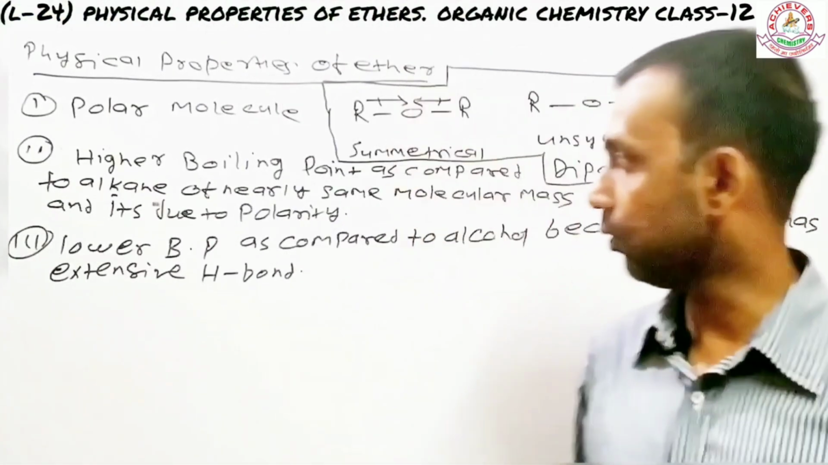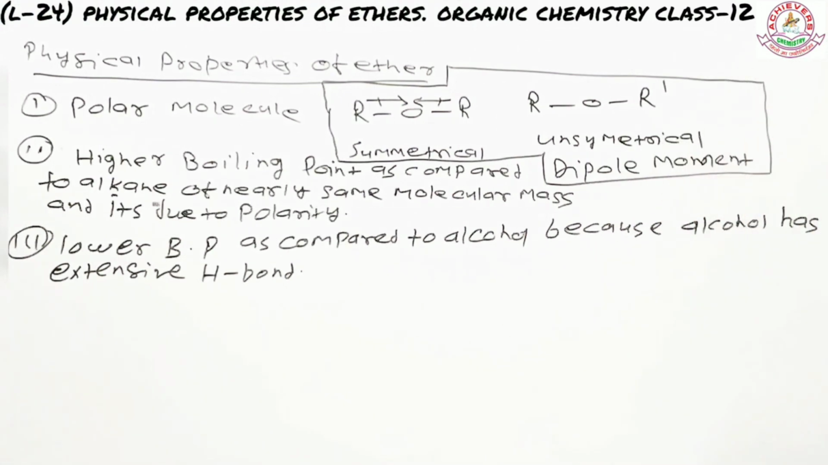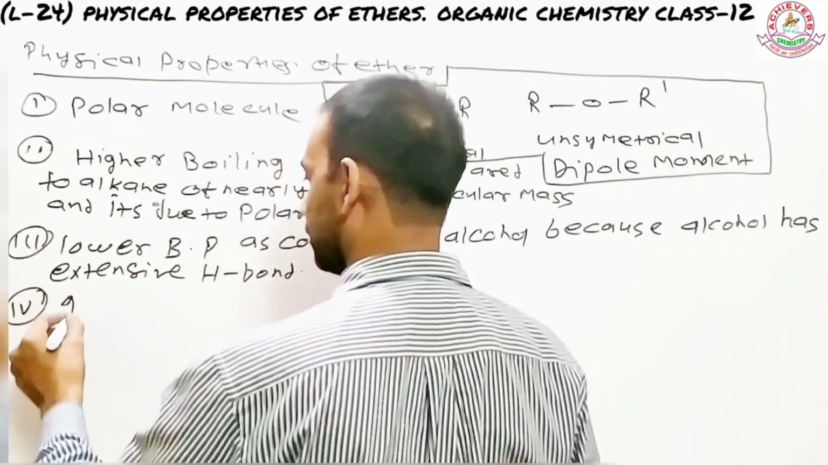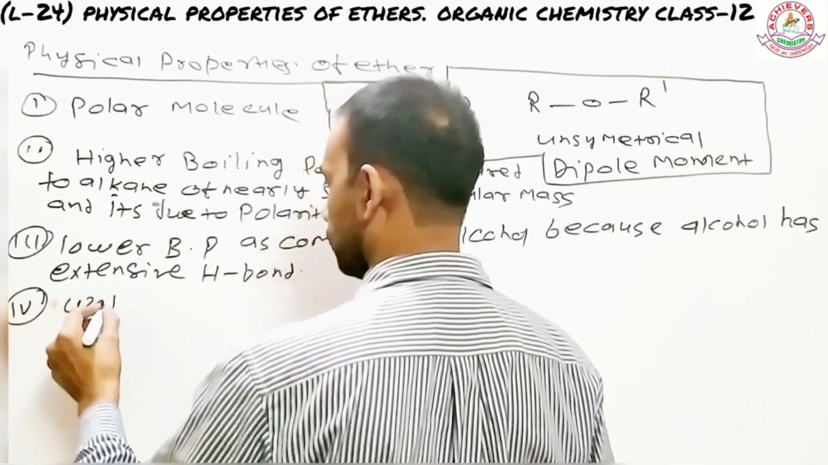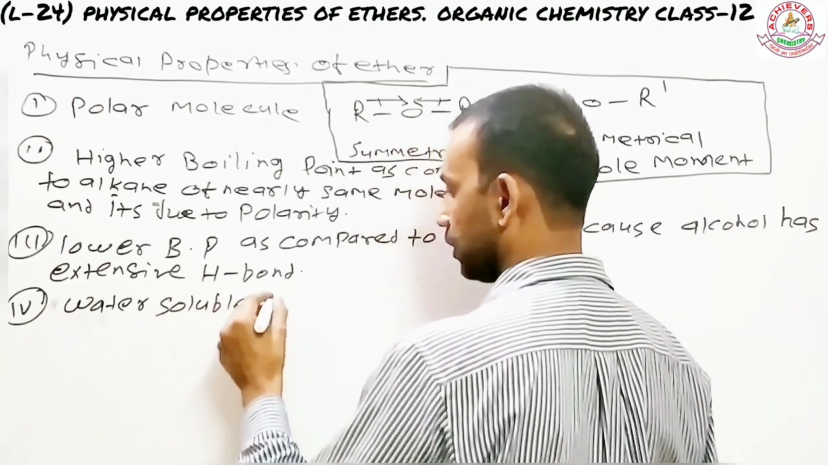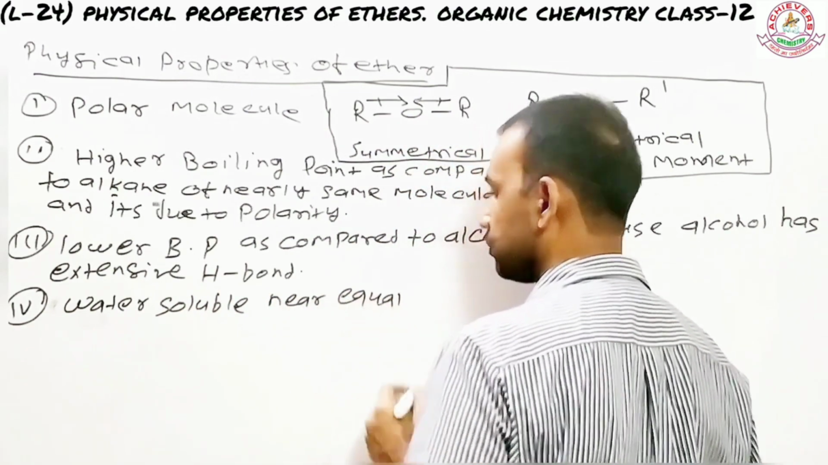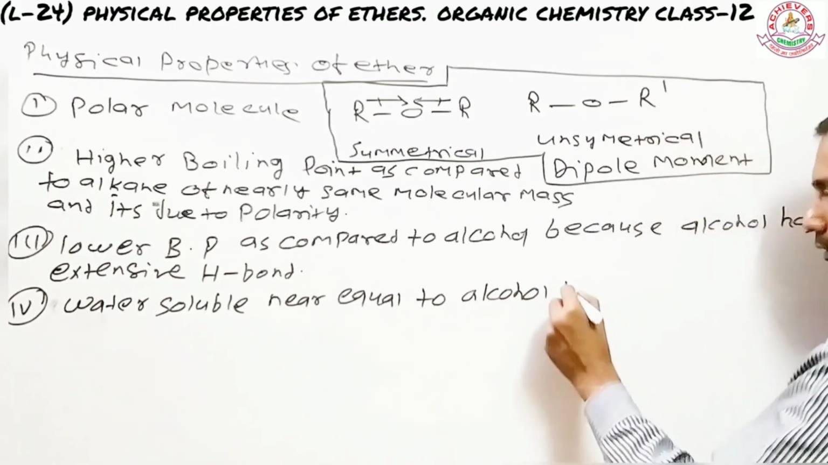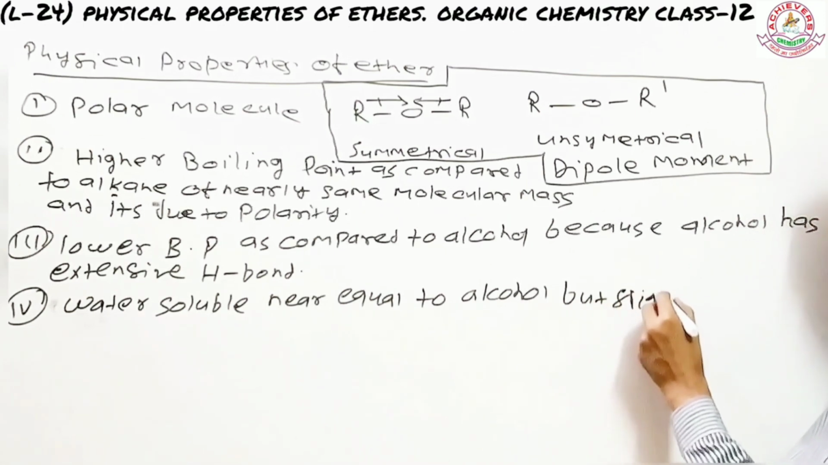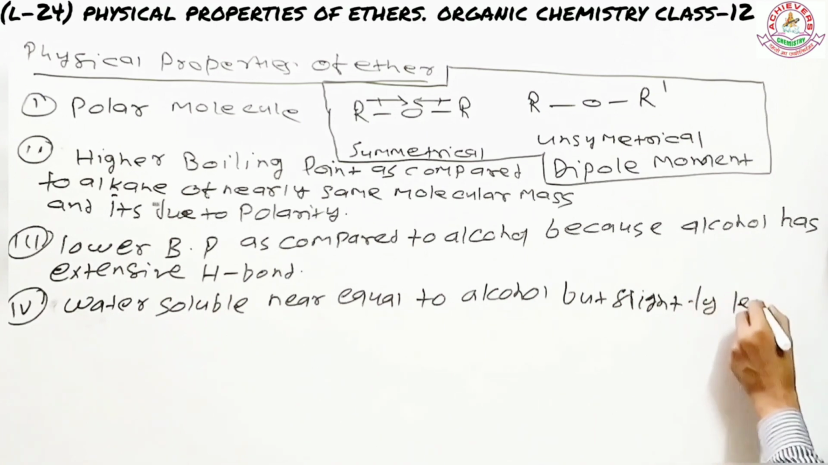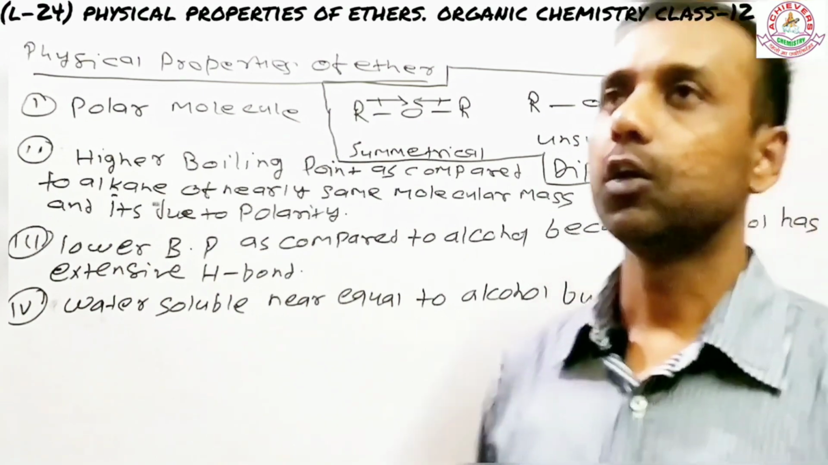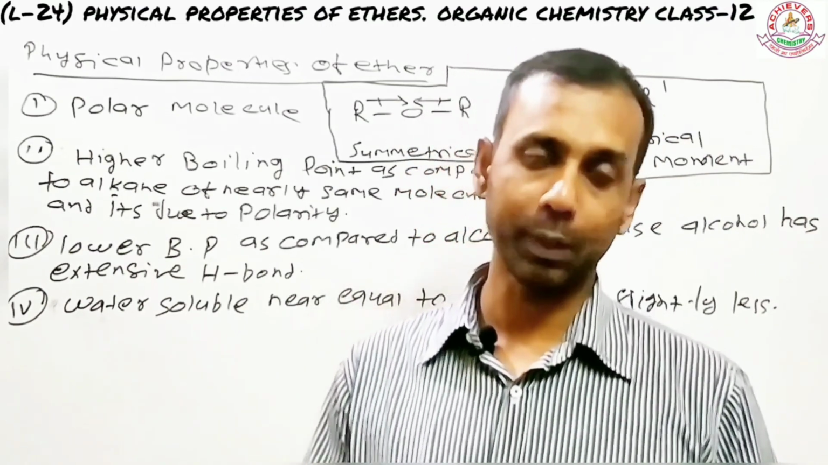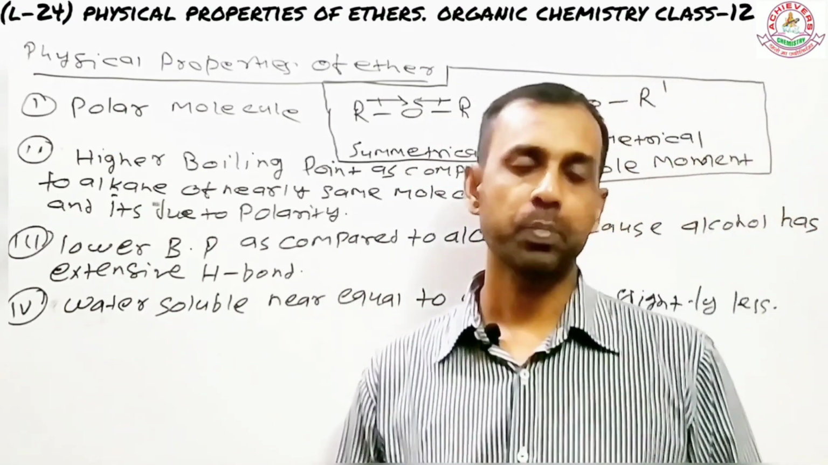Now the fourth very important thing is that it is water soluble, nearly equal to alcohol, but slightly less. What that means is that ethers are water soluble, but their solubility is just a little bit smaller as compared to alcohols of comparable masses. I'm talking about comparable masses, those which have almost an equal number of carbons. So all these are applicable to them.